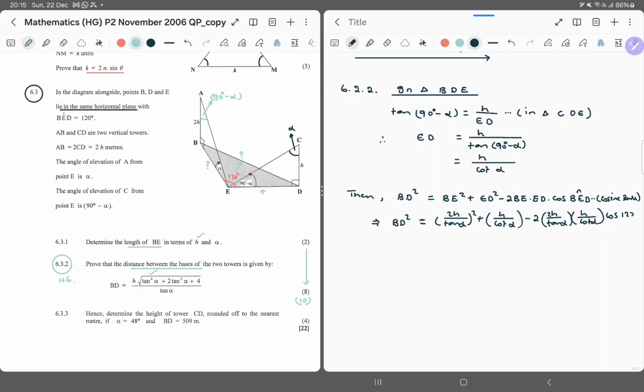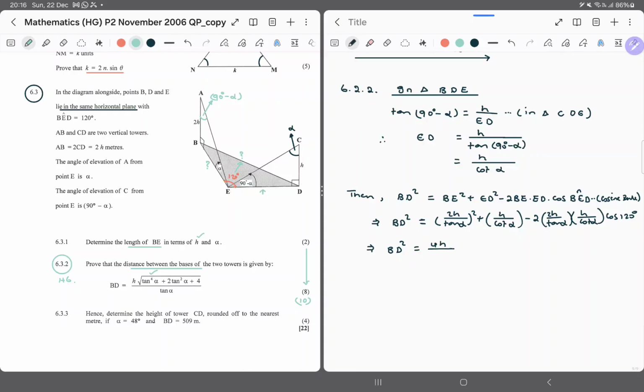Cos of 120 degrees. Okay, I'm running out of space there. Cos of 120 degrees. Good. So BD squared is equal to, now we simplify this.